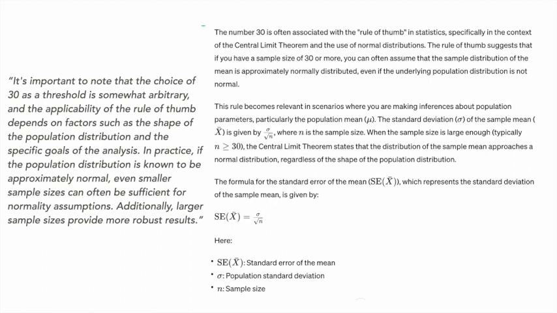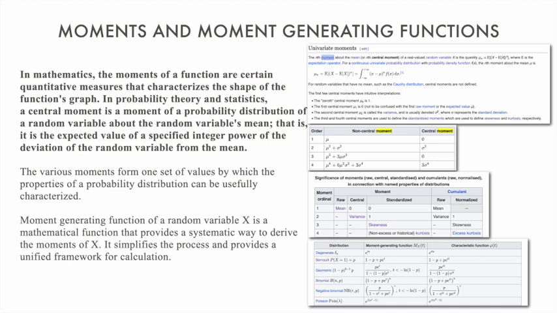Moments and moment generating functions. This is the final slide. In mathematics, the moments of a function are certain quantitative measures that characterize the shape of the function's graph. In probability theory and statistics, a central moment is a moment of a probability distribution of a random variable about the random variable's mean. That is, it is the expected value of a specified integer power of the deviation of the random variable from the mean.